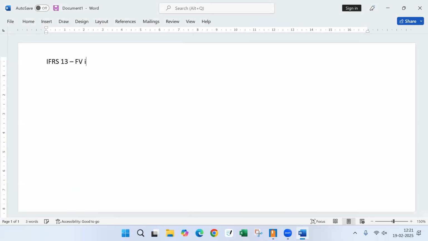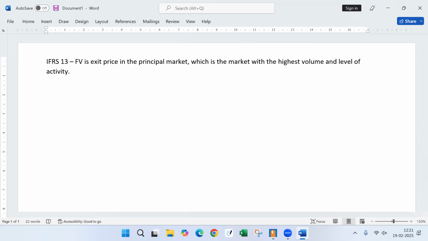It says that fair value is a price, or you can say it's an exit price, in the principal market. So which is the market? The market with the highest volume and level of activity. See, not from the entity's perspective, what is the highest level of volume or activity? It is from the perspective of the market as a whole, which is easy for us to sell.